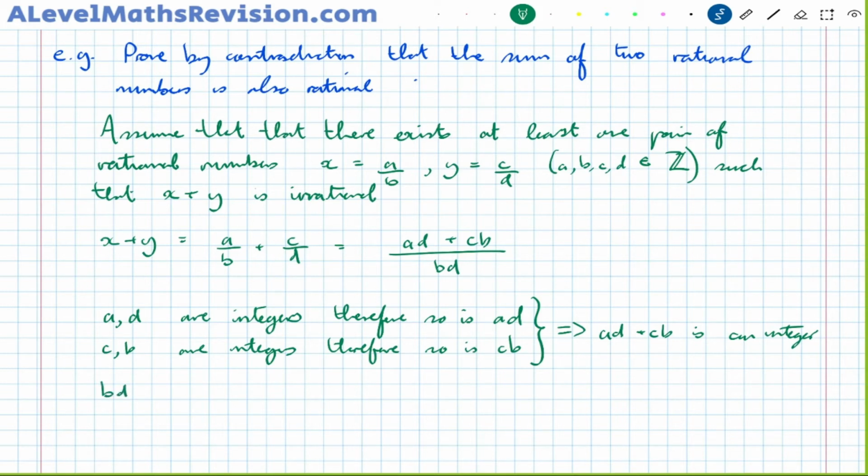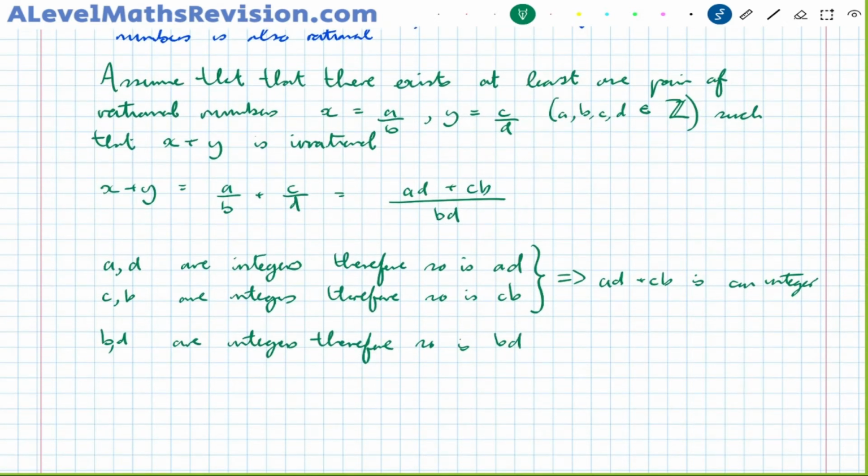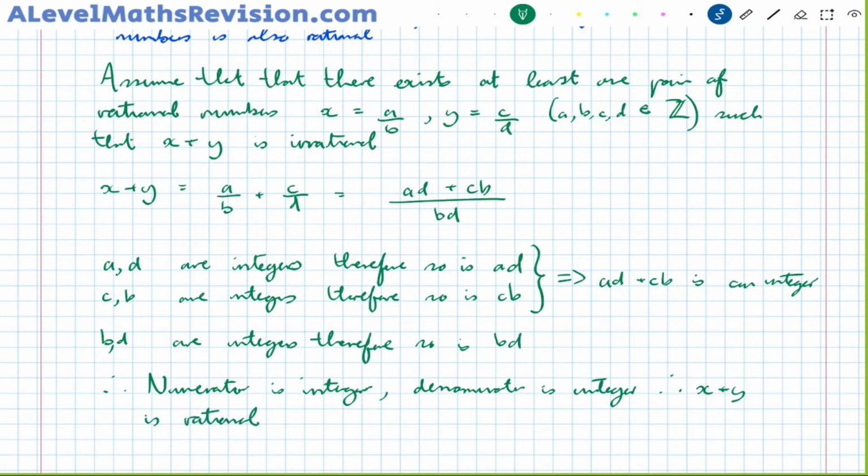Okay. b and d are integers. As I say, I'm probably going way overboard here. Therefore, so is bd. So, numerator is an integer. Denominator is an integer. Therefore, x plus y is rational. So the top's an integer, the bottom's an integer, and a fraction of integers is rational.